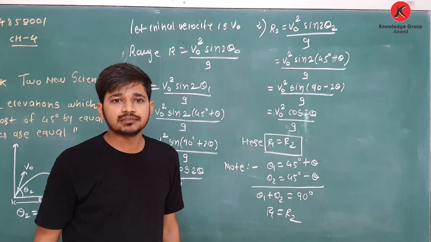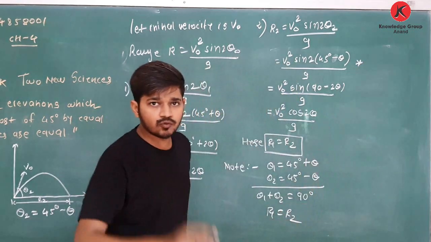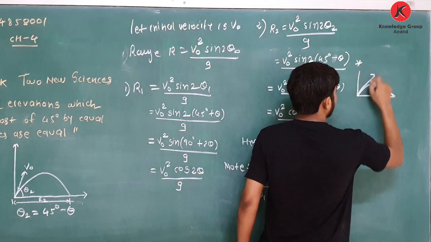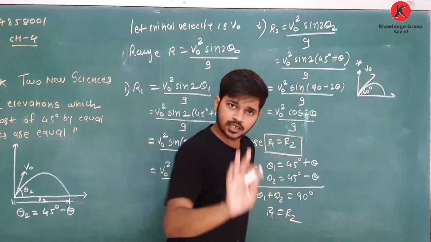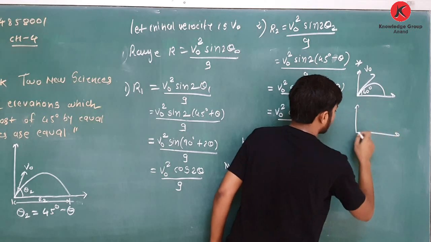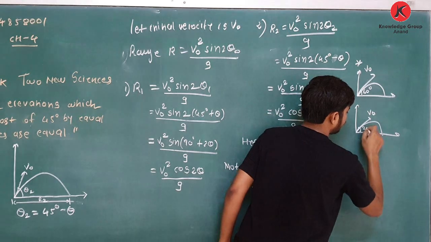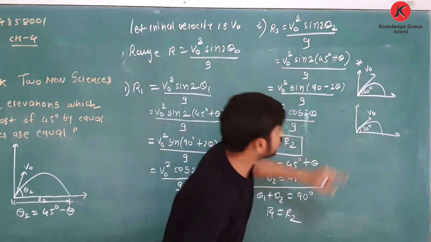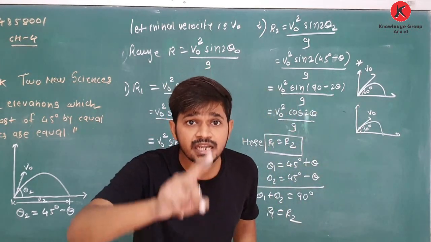Ranges are same. What is the meaning of this? If I take one example, one object is thrown at an angle of 60 degrees with speed v0. Clear? Another object is thrown at an angle of 30 degrees with the same speed v0. Add these two angles, 60 plus 30 degrees, it will be 90.